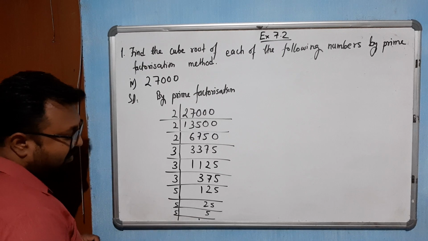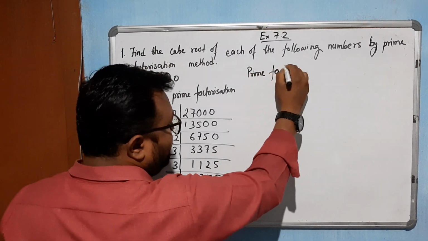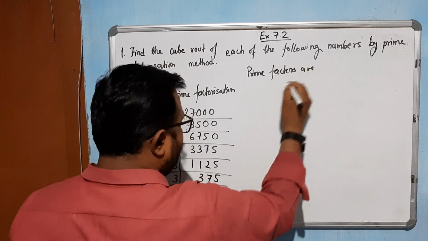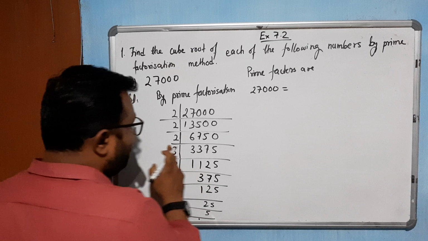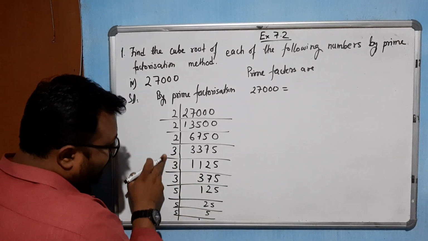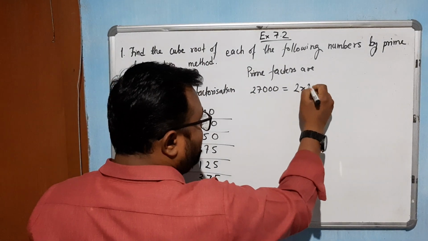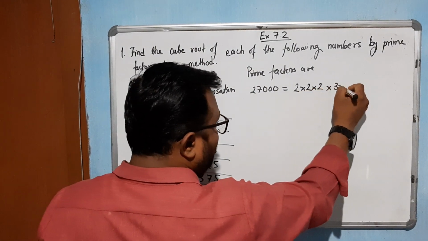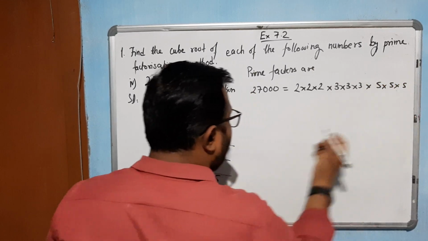So you can see that prime factors are how much? 27000 equal to, see how many twos? 1 2 3 twos, 1 2 3 and 1 2 3. See, 2 into 2 into 2, then 3 into 3 into 3, then 5 into 5 into 5.